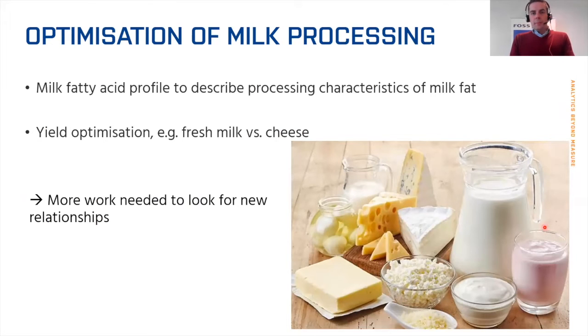We can also think about using the data for milk processing. Here, we want to describe the characteristics of the milk fat, and one thought here is that we have milk that is more suitable for just fresh milk production versus milk that is more suitable for cheese production, and then optimize the yields for both of these products.